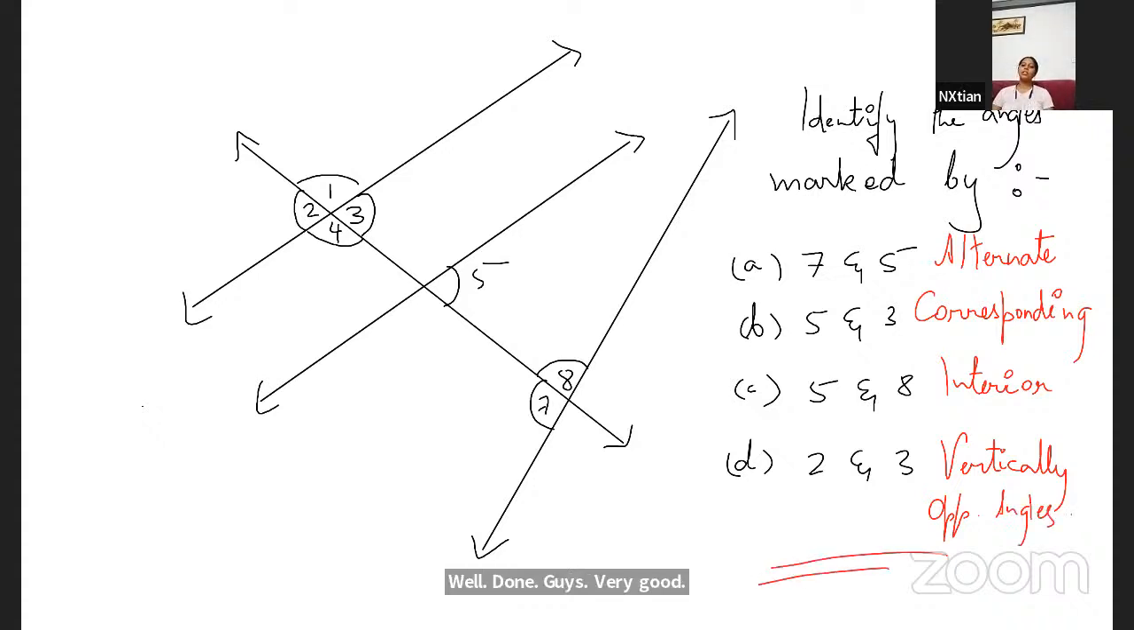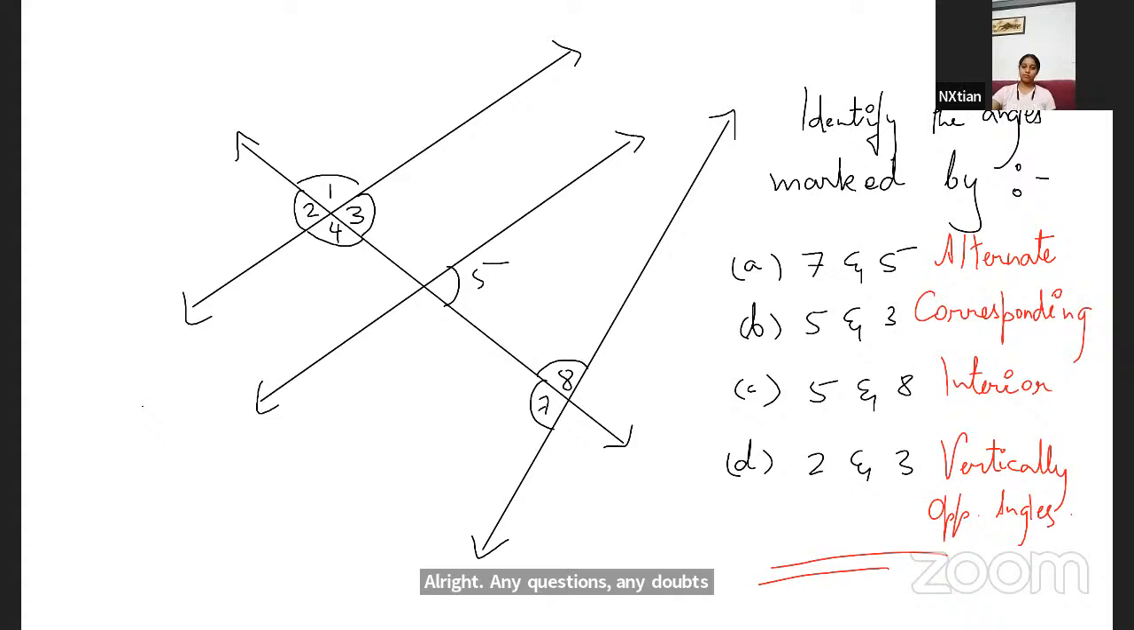So this is how we identify. We can identify from a diagram which kinds of angles are being formed. This is how we can identify if it's forming alternate or corresponding, interior, vertically opposite, or supplementary angles, or anything. This is how we can find out. All right. Any questions, any doubts?